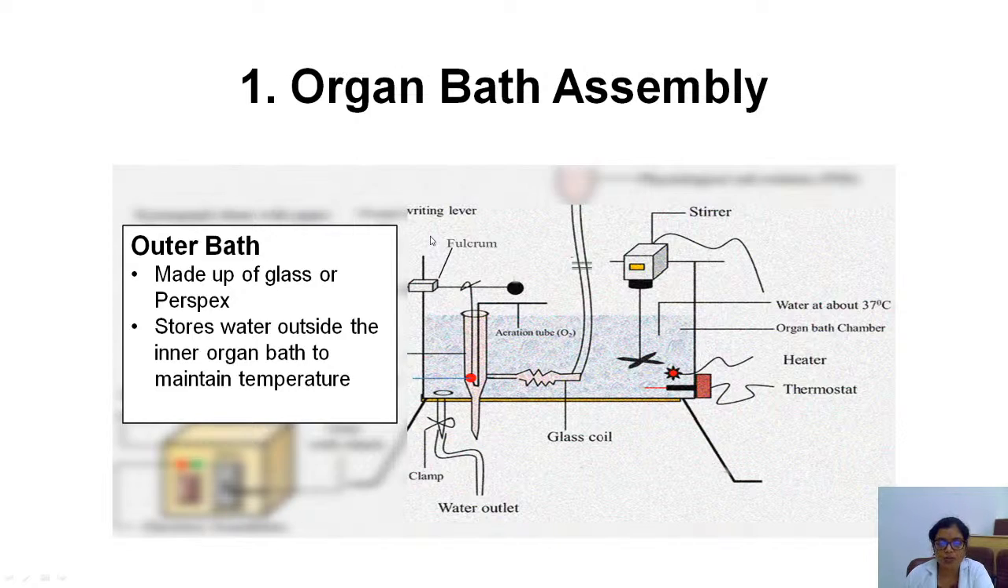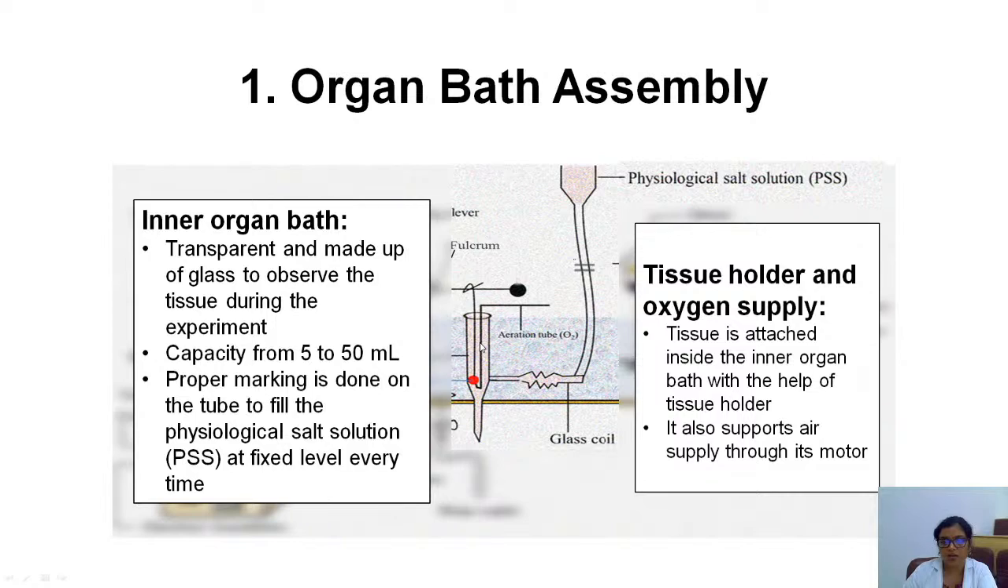So this bigger one is the outer bath, and it is made up of glass or perspex, and basically its main function is to store water outside the inner organ bath, and this water is used to maintain the temperature of the inner organ bath, that is this tube. This one is the inner organ bath. So this is placed inside the outer organ bath. Thus, whatever is the temperature of the outer organ bath, it will be reflected into this. That will become the temperature of this inner organ bath.